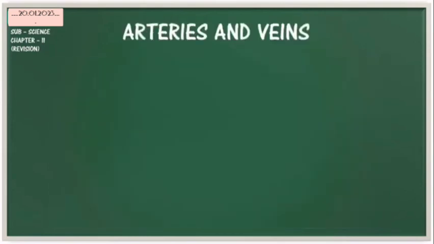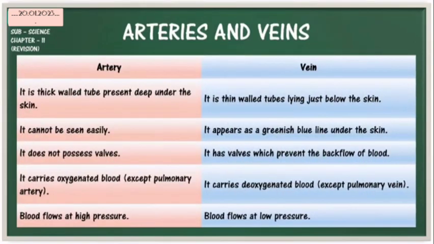Arteries lie quite deep under our skin and cannot be seen easily, while veins are the tube-like structures which are situated just under the skin and can easily be seen as greenish-blue tubes or lines below our skin. Arteries have thick elastic walls as the blood flows at high pressure due to pumping action from the heart through arteries. No valves are present in the arteries.